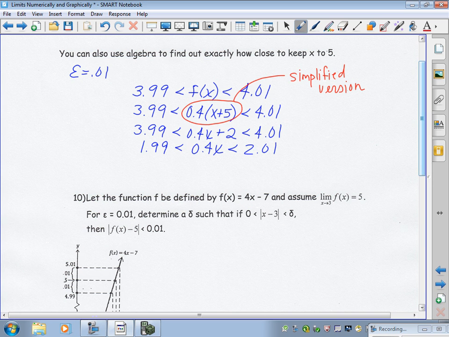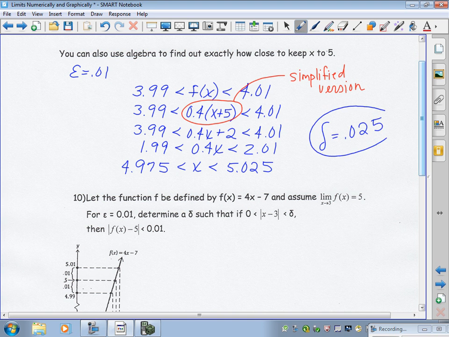Okay, now I'll have to divide everything by 0.4. So if I divide 1.99 by 0.4, I should have 4.975. And for some of these, you might have to go out a bunch of places. And over here with the 2.01, that'll become 5.025. So that's not your answer. Your answer is, how far are those two numbers, 4.975 and 5.025, from your C value, which is 5? So how far are they from 5? They are 0.025. And again, this isn't something that's going to show up on the AP, but it is something that if you go to calculus in college, you'll probably run into. And it's really not too bad.